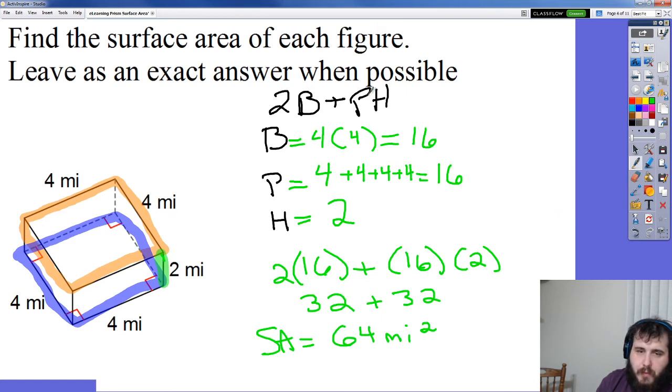All right, and as a reminder, if they ask you about the lateral area, they just want the second one, the Ph right here. So they would just want this 16 times 2 here on the right, and that's all you have to do for that. If they say lateral area, ignore the bases. They just want the walls. They don't want the ceiling. They don't want the floor.